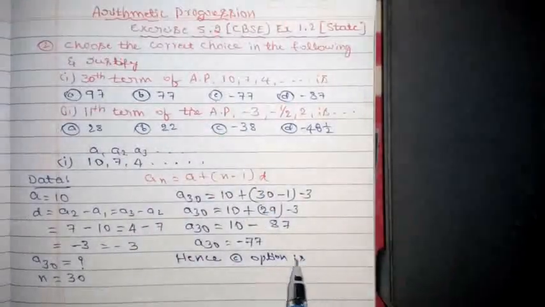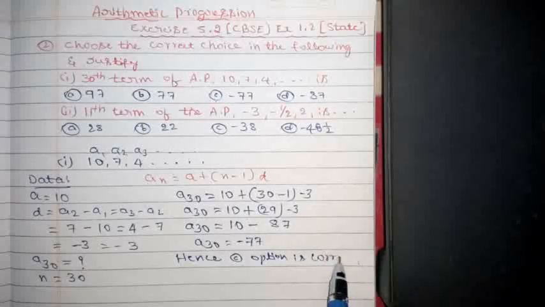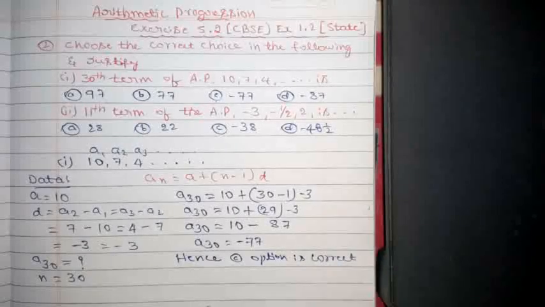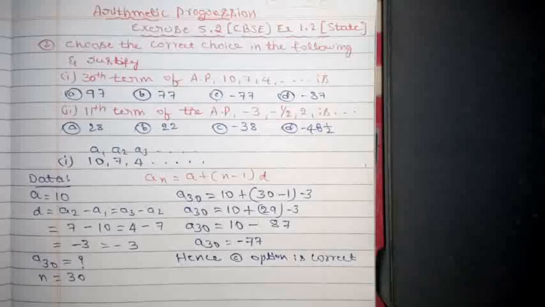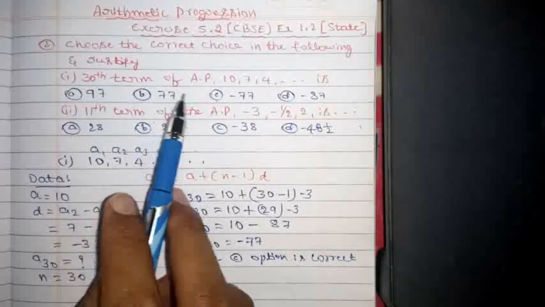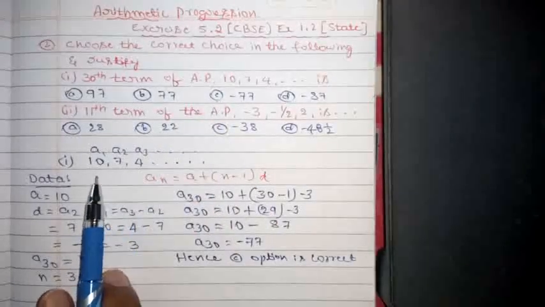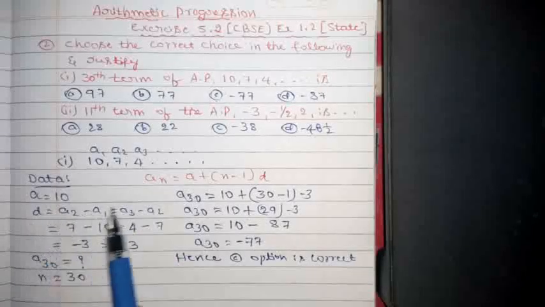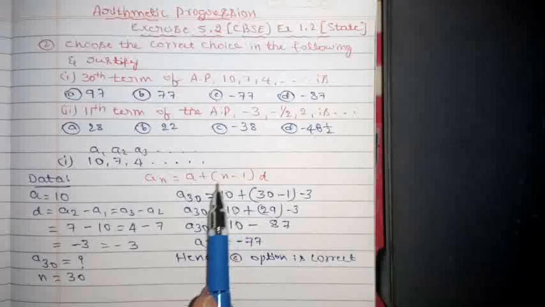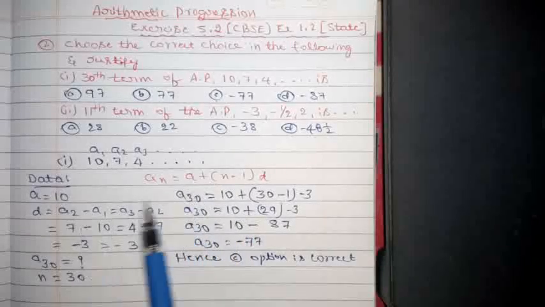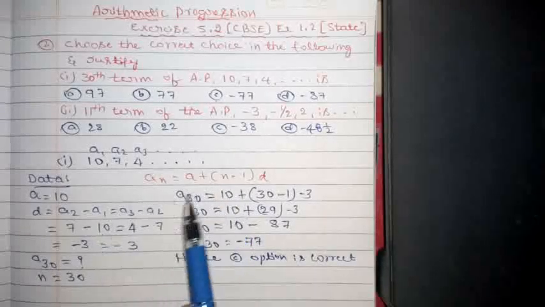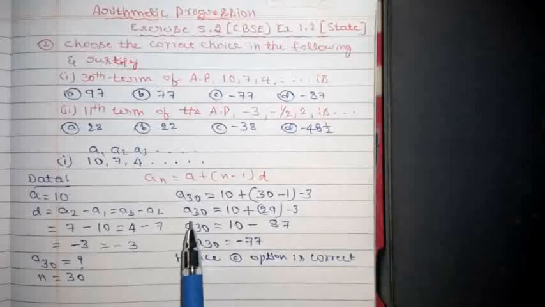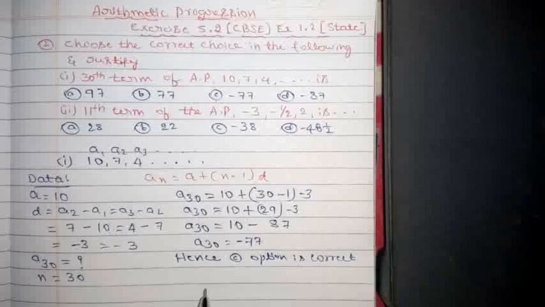Minus 77. So C option is correct. Okay, so this is how we'll solve the problem. It's simple, children. You need to write down the AP first, write down the terms as A1, A2 and A3, and write down the data, and write down the formula, apply the values to the formula and simplify it, and you'll get the answer, right? And this is the first one.